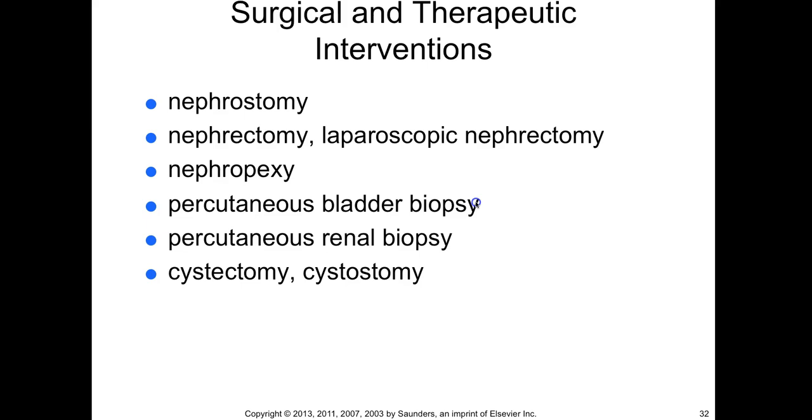A percutaneous bladder biopsy means that we are getting a specimen using a needle puncture of the skin and tissue overlying the bladder. A percutaneous renal biopsy means we're getting a specimen using a needle puncture of the skin and tissue overlying the kidney because of that term renal in there.